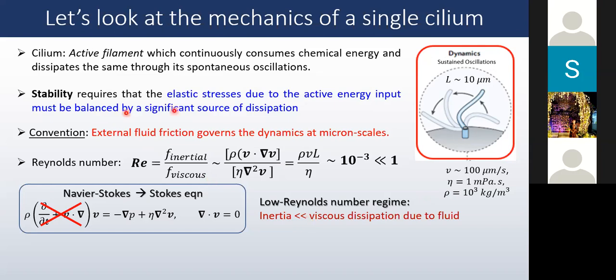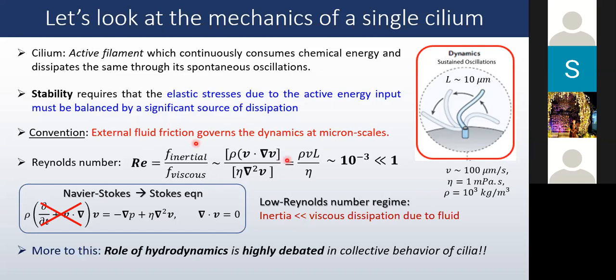Elastic stress should balance a source of dissipation. Convention says that it is external fluid, but there is more to this. The role of hydrodynamics is highly debated in the collective behavior of cilia. What I mean by this is there are several pieces of literature proving and disproving that hydrodynamics is actually responsible for interaction between individual cilia, when they are in metachronal waves or when they are synchronous, two of them or multiple of them. Now, okay, fine.